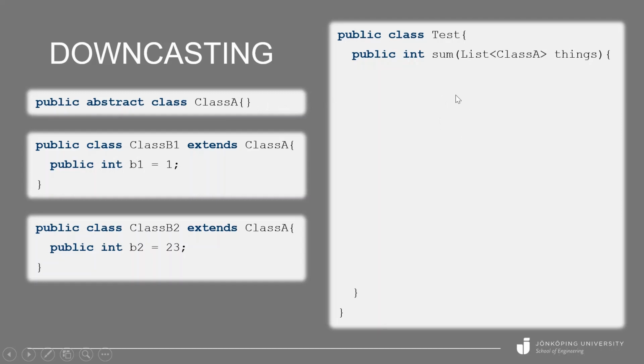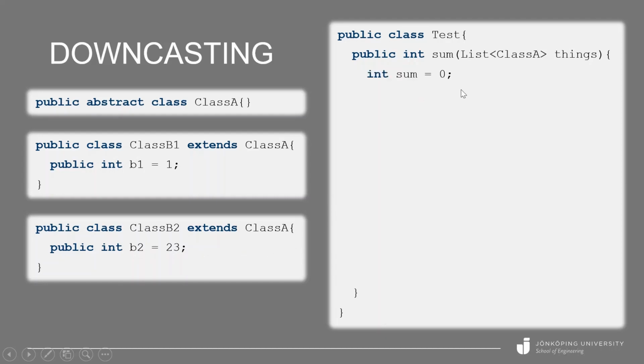And what we should do inside this function is summarize all of the values in our objects. So if the object is an instance of class B1, then we should take the value in the B1 instance variable and add it to the sum. And if the object is an instance of class B2, then we should take the integer value in the B2 instance variable and add that one to the sum.